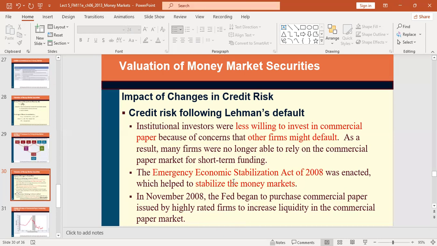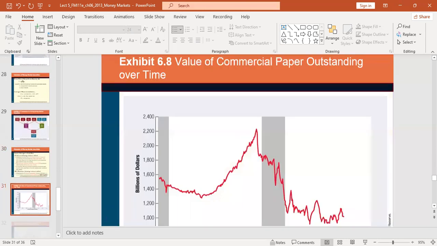So in the case of the United States, the government came in through the Emergency Economic Stabilization Act, and they also participated in the market directly. So they helped to improve the liquidity in the market. Otherwise, it would have caused serious problems for them.